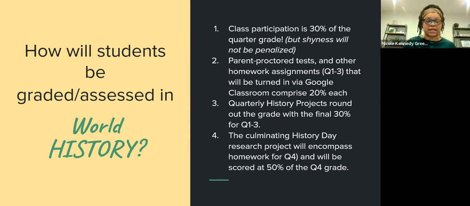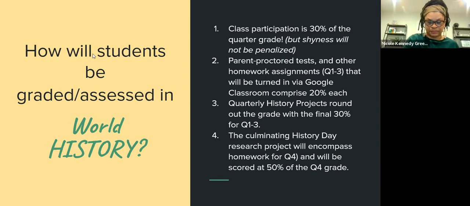The culminating History Day research project will encompass homework for quarter 4 and will be scored at 50% of the quarter 4 grade. So that there's one large History Day project. It's a research project, and it will include the homework for quarter 4 in the process of getting ready for History Day.